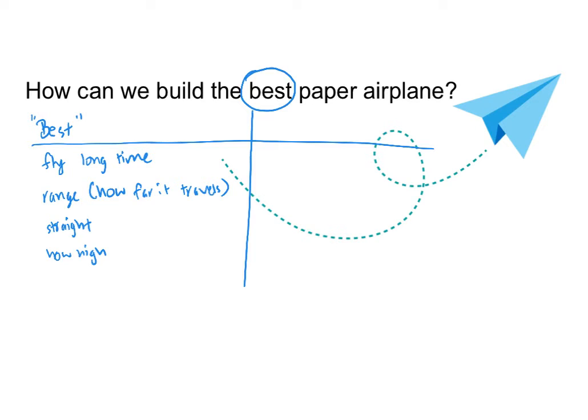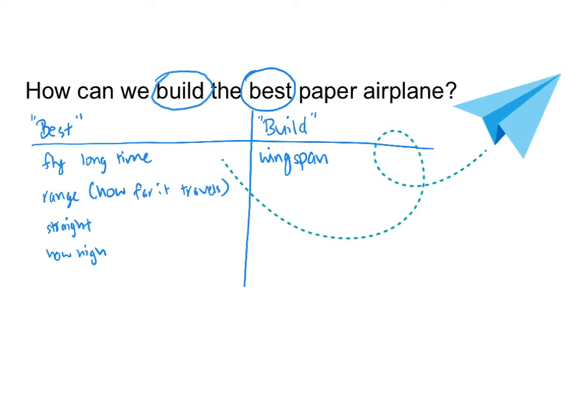The other thing that we're going to want to think about is the word build. Build is an interesting term in that there are a lot of things about a paper airplane that you could change in order to improve it. So let's think about some parts of the airplane design that are useful. One thing you might think about is wingspan. So do you have big wings or small wings?